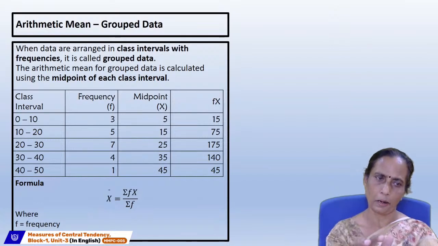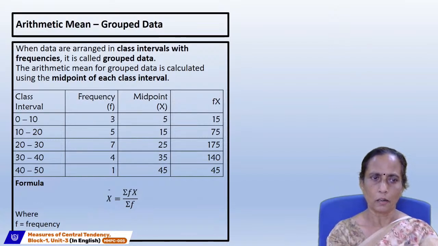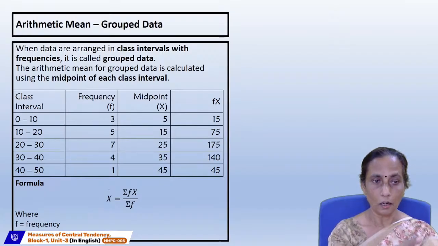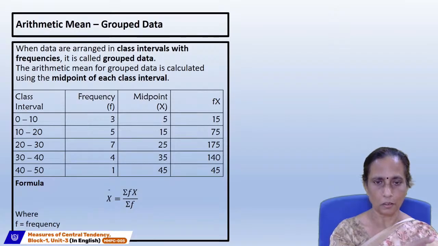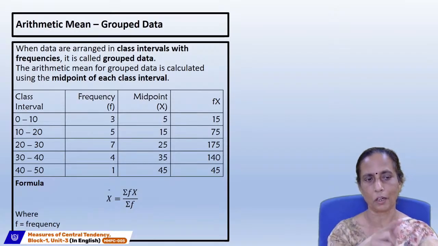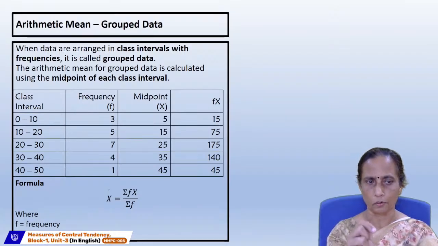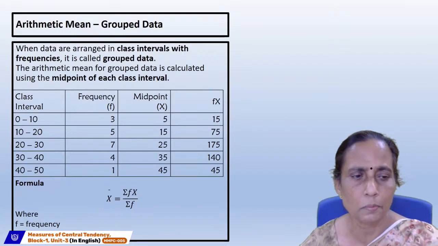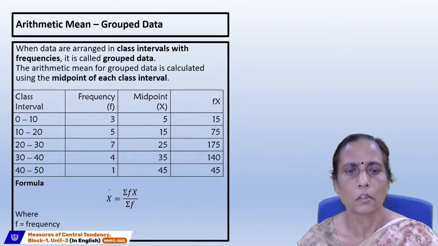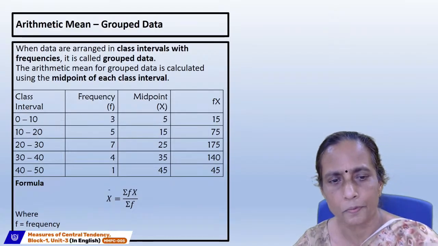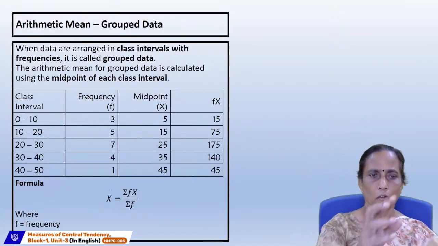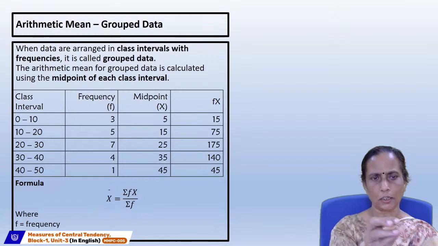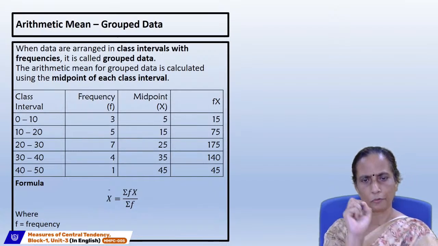The next class is similar. It is 20 plus 10 by 2, that is 15. 30 plus 20 by 2 is 25, and so on. The difference between the classes is 10. The midpoints are 5, 15, 25, 35, 45. Then the frequency, that means in each particular class interval we have 3, 5, 7, 4, 1.